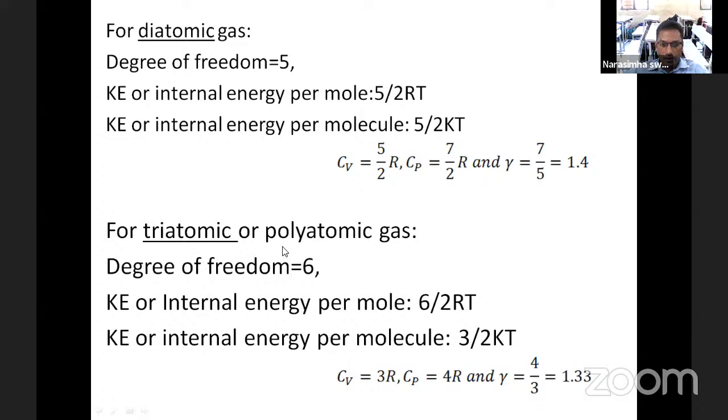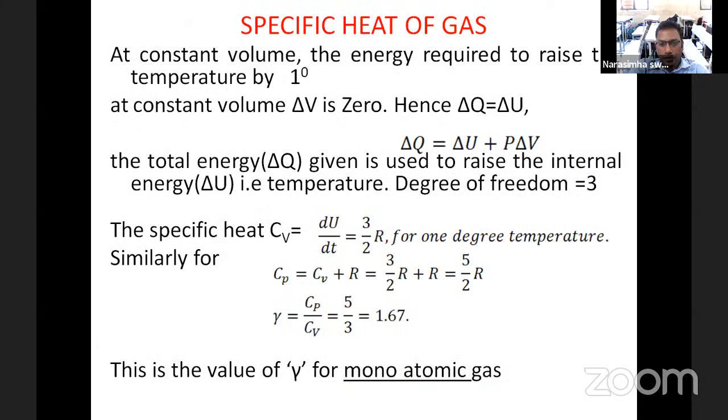For triatomic or polyatomic gas, the degree of freedom is 6, as we already saw in the other diagram. The energy per mole is 6 by 2 RT, and per molecule is 3 kT. Substituting the values, Cv is equal to 3R and Cp is equal to 4R, and you get gamma as 4 by 3, which is 1.33. So if you know the degrees of freedom, you can calculate the specific heat of the gas.